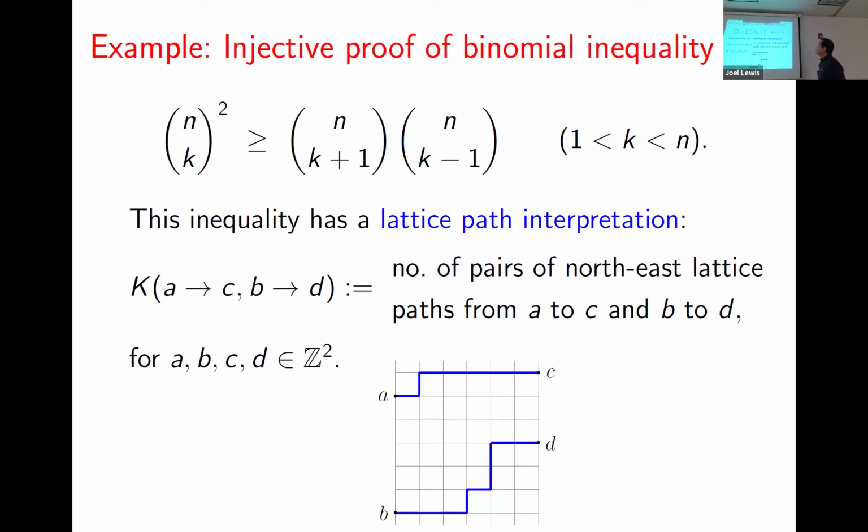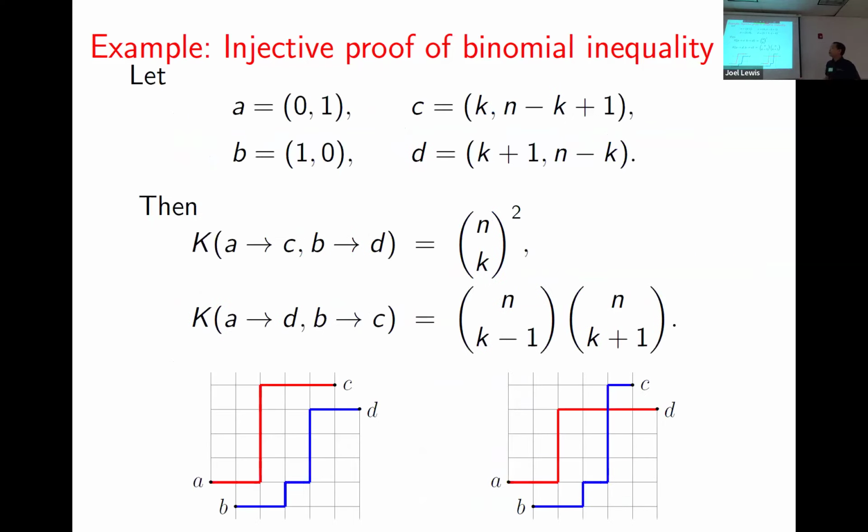The definition is maybe a bit wordy, but let's see an example to see how it actually works. This is the binomial inequality that we saw, our first inequality. This inequality, in fact, has a lattice path interpretation. You can interpret it in the following way. Let A, B, C, D be any integer points in the integer lattice. I define K(A, C, B, D) to be the number of pairs of northeast lattice paths. That means that the path can only go right or up. It cannot go in any other direction. This is the number of pairs of northeast lattice paths from A to C and B to D.